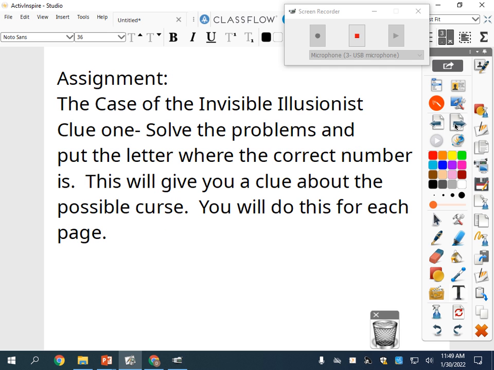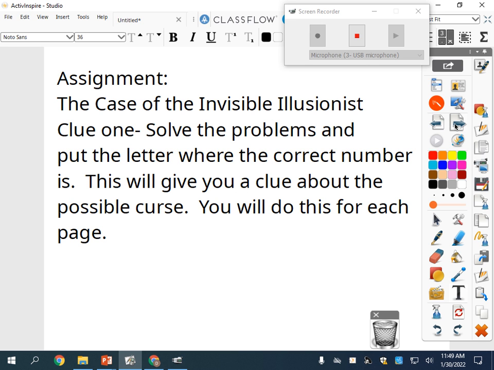So here's what you guys are doing today. You guys are doing a packet that's called The Case of the Invisible Illusionist. So read through the first page. It just gives you the information about it. Then you're going to get to clue number 1. So you're going to solve all of those problems.